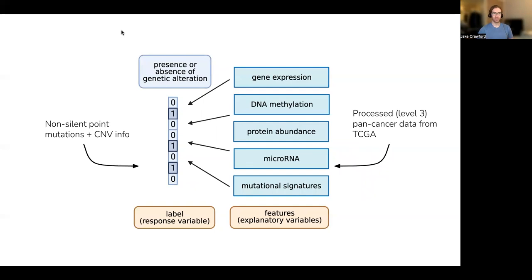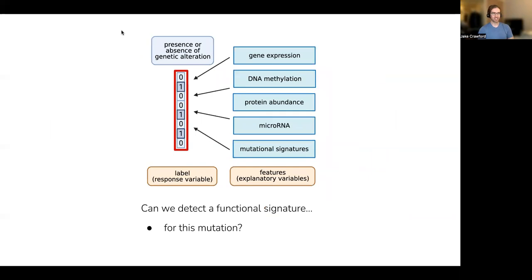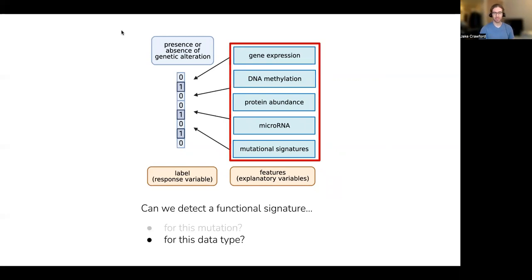We can take this from TCGA. We can use processed level 3 pan-cancer data from TCGA to define our mutated or not mutated labels for each sample. We can use point mutations plus CNV info, also from TCGA, to do that. And we can use this to ask a couple of questions about a particular gene. In this case, we can say, for a particular gene, can we detect a functional signature using any of these data types? Or we can also ask questions about the data types themselves. We can say, for this data type, can we detect a functional signature for various genes? So we can use that to compare the information content of different data types.